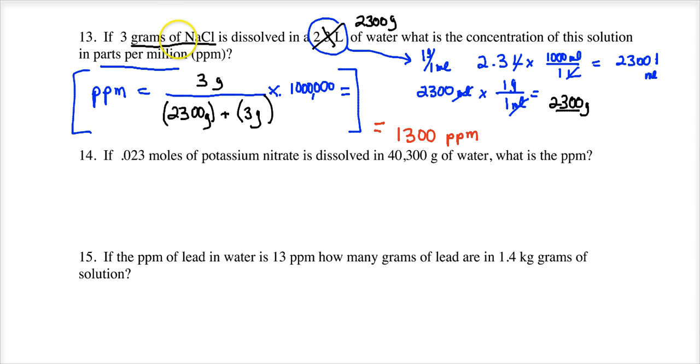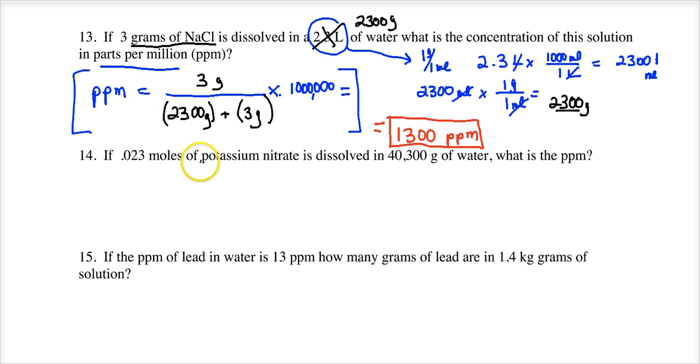I gave you 1 sig fig here, so this probably rounds to 1,000 parts per million. But no worries here, I'm not really after the sig figs. I'm after you understanding how to use the problem. Pretty simple. Let's go on to number 14.